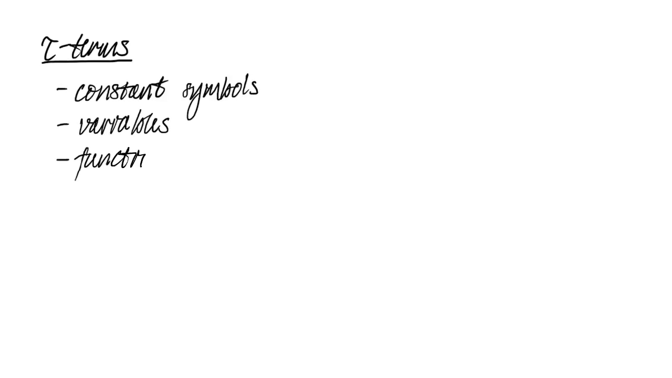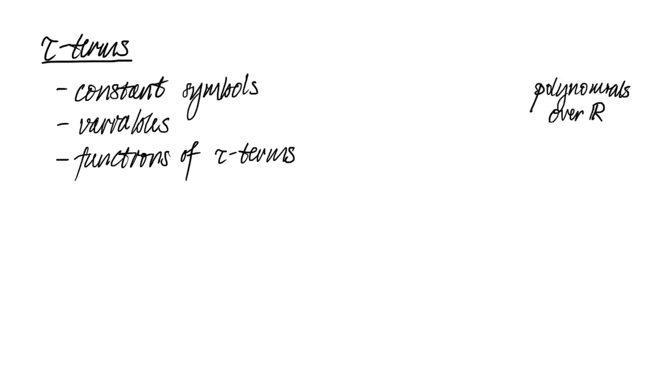First, we'll define tau terms, which are essentially the words or sentences processed by tau structures. Tau terms are defined inductively by continuously adding three components. These components are constants, variables, and functions. For example, polynomials over real numbers are tau terms over the signature that contains addition and multiplication, as well as real constants for the coefficients of the polynomial.